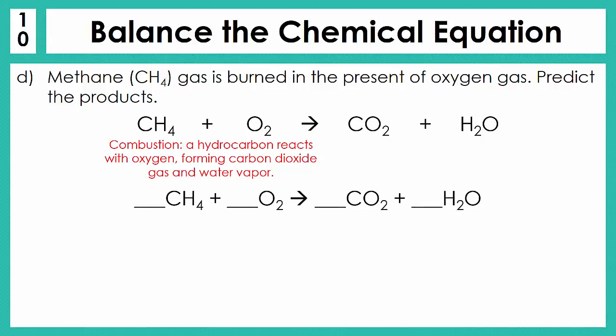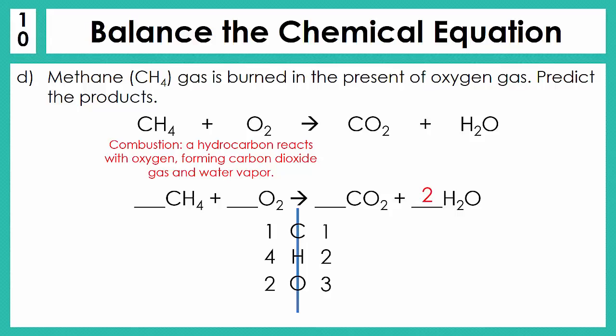So here's my skeleton equation. Let's take inventory. I've got 1, 2, and 4 on my reactant side. So 1 carbon, 4 hydrogens, and 2 oxygens. On my product side, 1 carbon, 2 hydrogens, and 3 oxygens. Be careful, oxygen is in 2 places. It's with carbon dioxide and it's with water. So we have to make sure we count both places each time we change a coefficient.